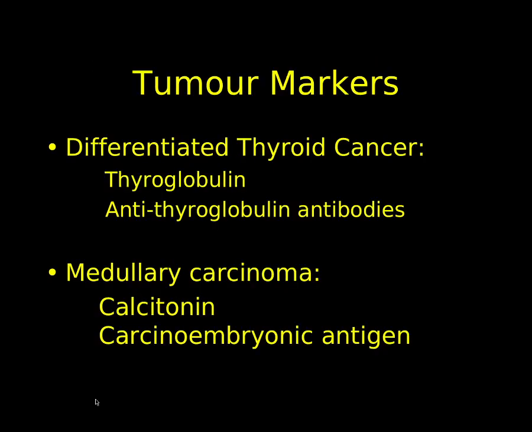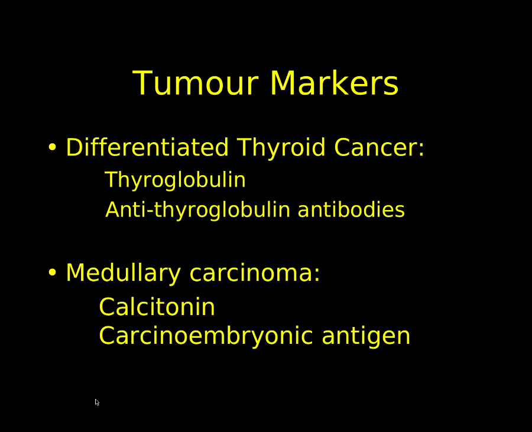Now, we do have to speak about the various tumour markers that are used in the evaluation of thyroid cancers and the monitoring of them, because they'll be very important if you want to have a meaningful conversation with the clinician and understand their clinical information. Differentiated thyroid cancers produce thyroglobulin. What is thyroglobulin? It's a precursor to thyroxine.